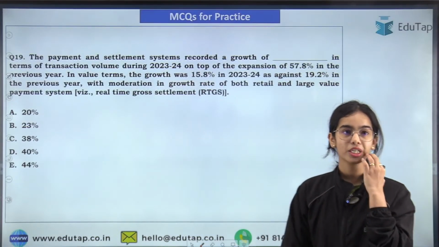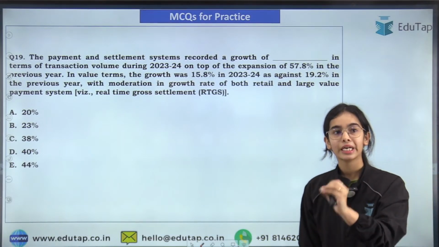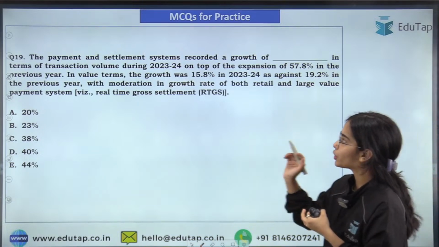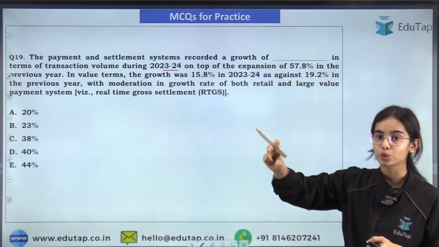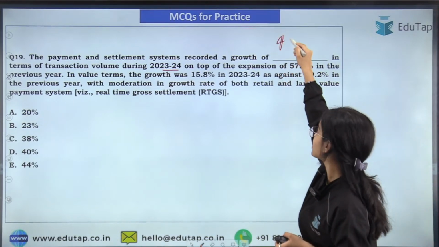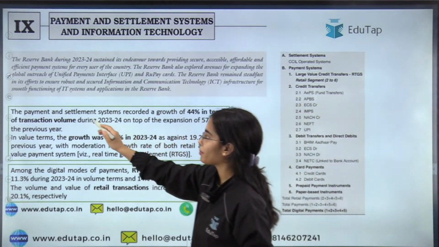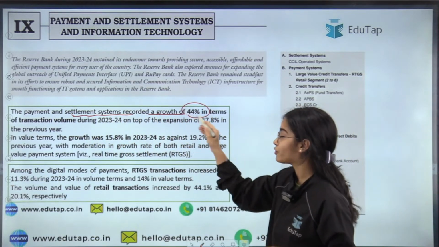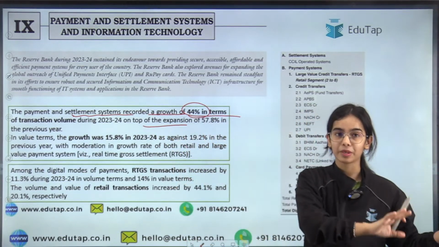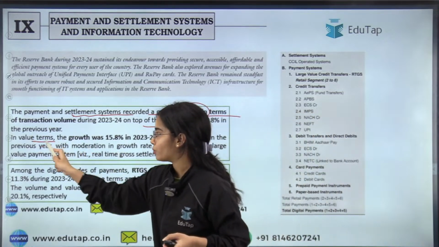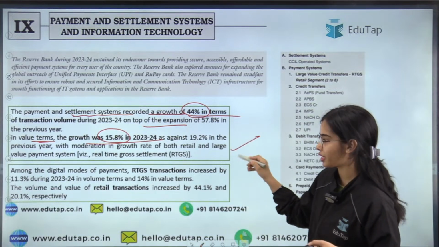Next question is that the payment and settlement system recorded a growth of what percentage in terms of transaction volume during 2023-24. So very easy. The payment and settlement system has recorded a growth of 44%. Absolutely correct. So here directly you need to know that the payment and settlement system has recorded a growth of 44% in terms of transaction volume on top of the expansion that has happened in the previous year. In terms of value, the growth was 15.8%. So this is the important data point.